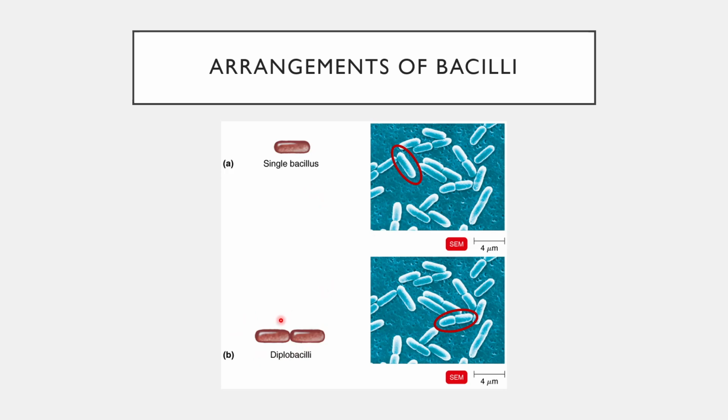Diplobacilli, much like diplococcus, is where the cell divides along a single plane and then those two cells remain attached to each other. It's possible to have single bacillus and diplobacillus present within the same sample and species of bacteria, as you see in this image right here. We've got a single bacillus highlighted up here, and in the very same sample we have a diplobacillus right here.